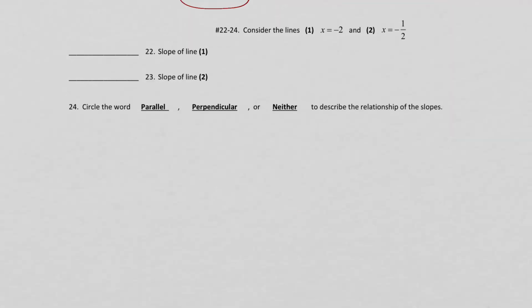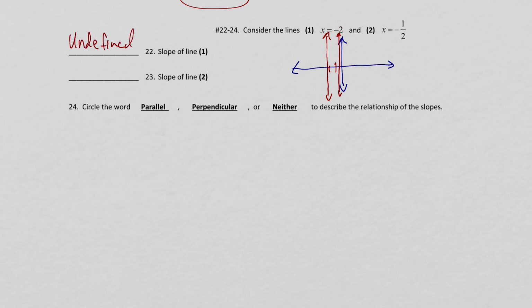Okay, if we think about a graph, x equals -2 is a line here. x equals -1/2 is a line here. These are both vertical lines, so they both have undefined slopes. And they're parallel.